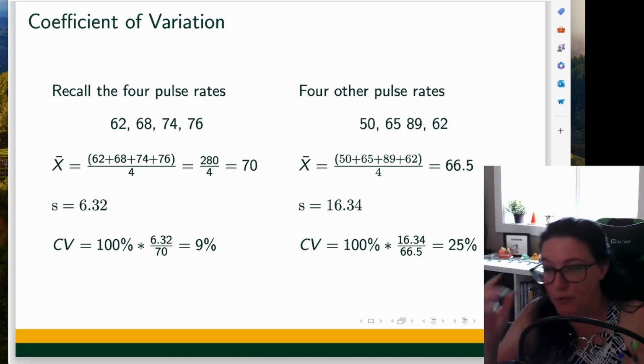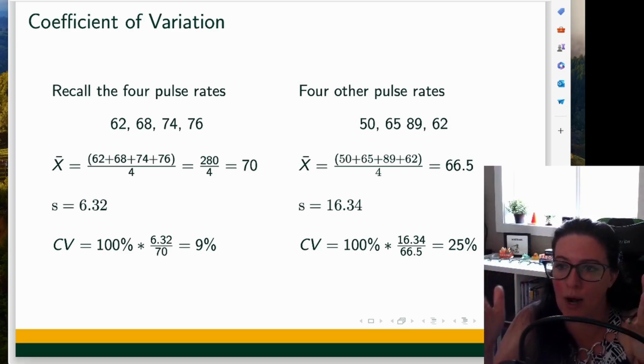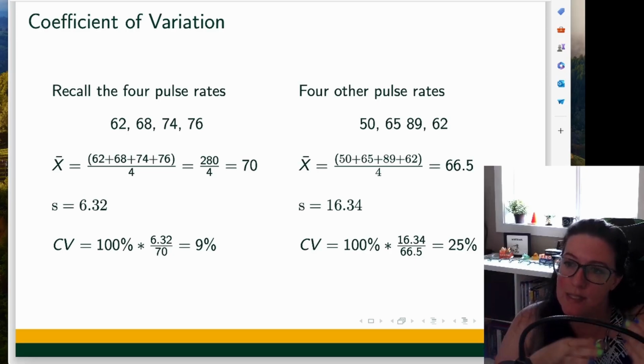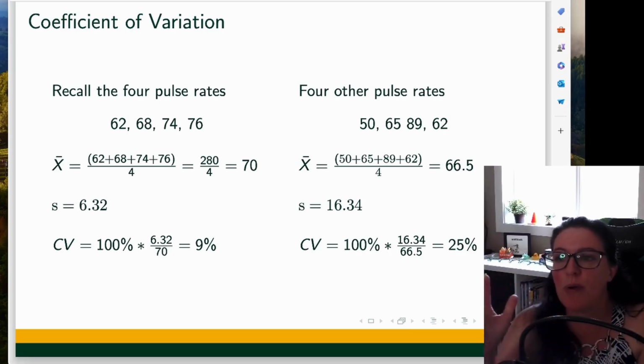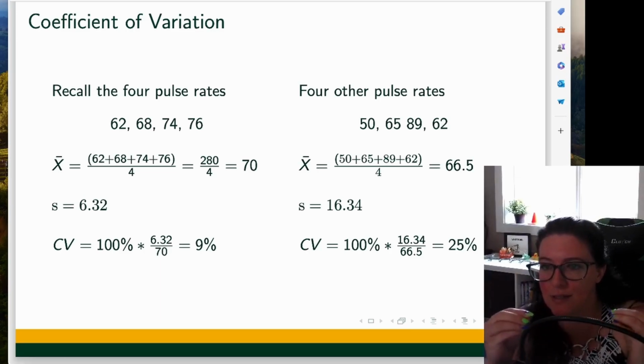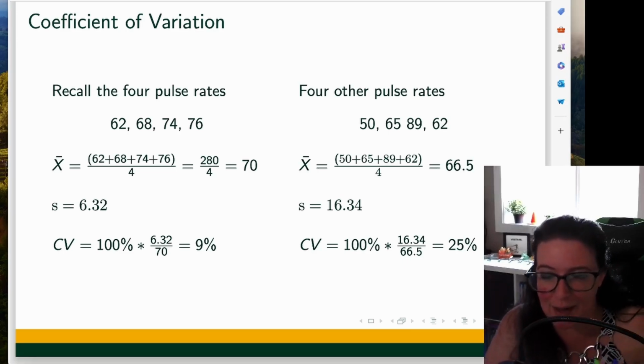So 4 pulse rates. This one's 50, 65, 89, 62. Automatically we see there's a much wider variability in the responses. The average itself is lower at 66.5, but the spread is bigger too. The standard deviation is 16.34. Now the averages are different. The standard deviations are different. Here the measurement units are the same.